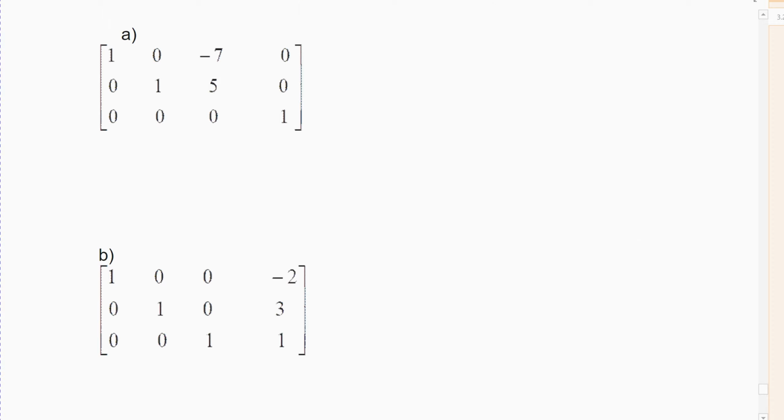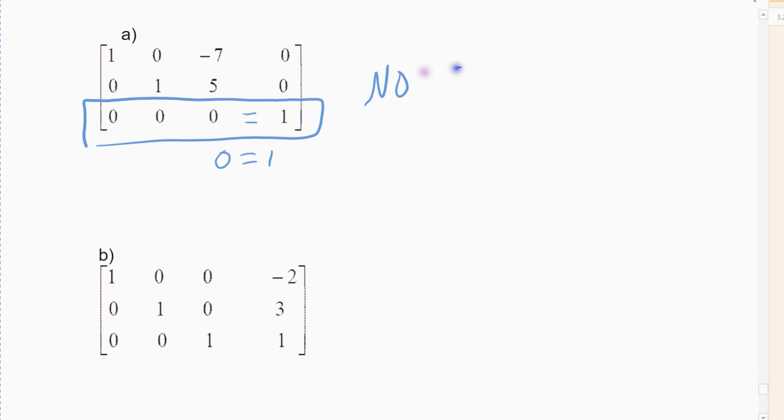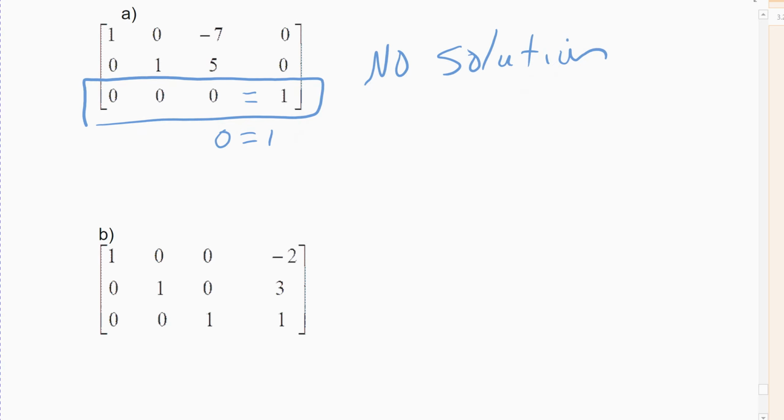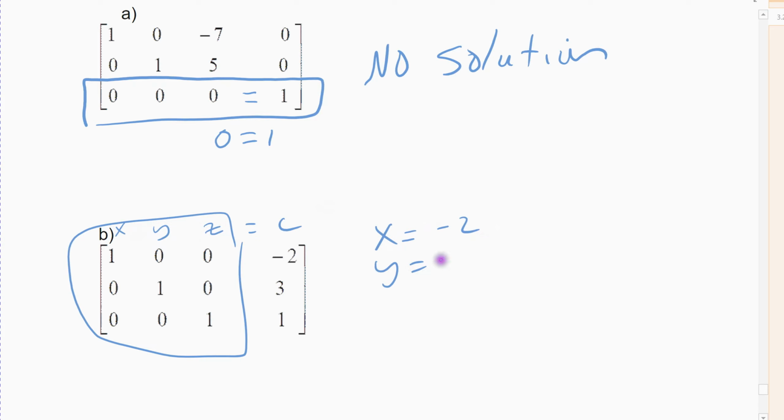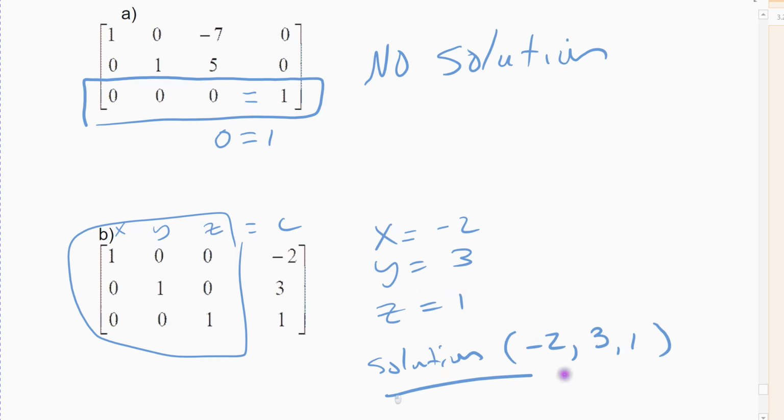And so A is asking you, well, if that's your resulting matrix, what's your answer? Well, if you look at this last line, so if this is what your calculator gave you, your calculator was giving you 0 equals 1, and so you would choose no solution. B would be a separate question. If this is what your calculator was giving you, well, that's that nice diagonal of 1s, so there's one x, one y, and one z, and it's equal to all of those constants. And so I get the one solution where x is negative 2, y is 3, z is 1, and so the solution is the ordered triple negative 2, 3, 1 in that case.